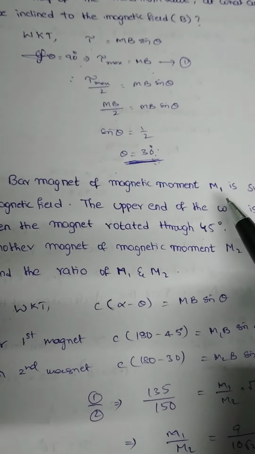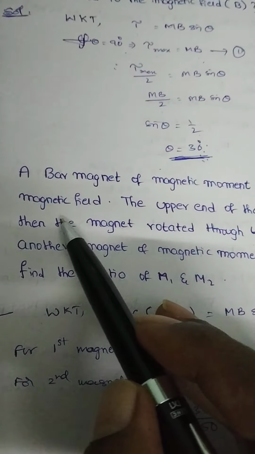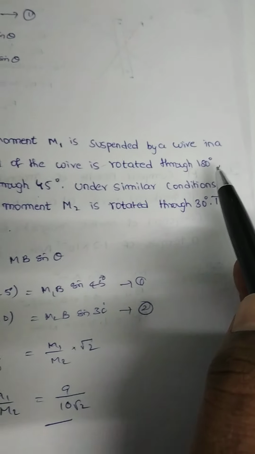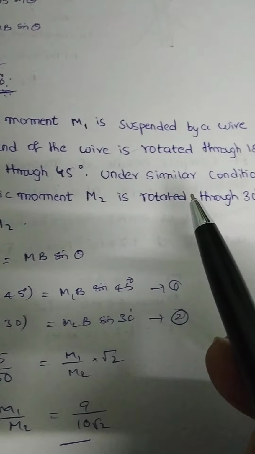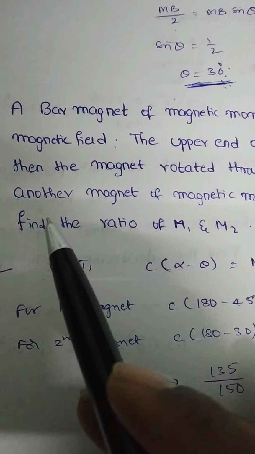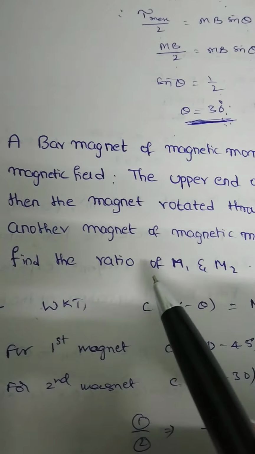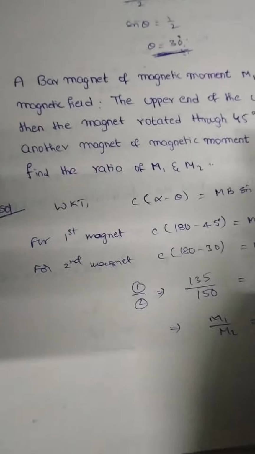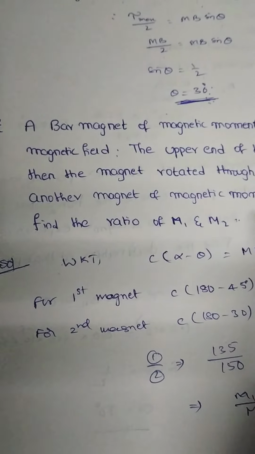a bar magnet of moment M1 is suspended by a wire in a magnetic field. The upper end of the wire is rotated through 180 degrees. Then the magnet rotated through 45 degrees. Under similar conditions, another magnet of magnetic moment M2 is rotated through 30 degrees. Then find the ratio of M1 and M2. Do you understand the problem? The same concept I explained in the previous class, in the last application.